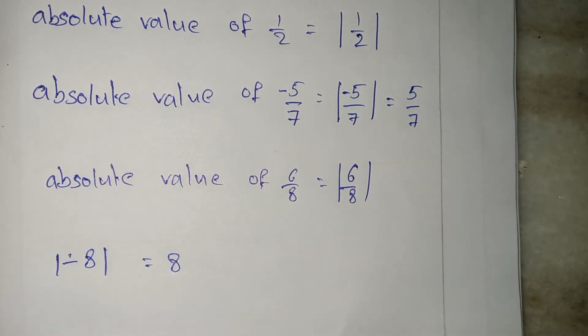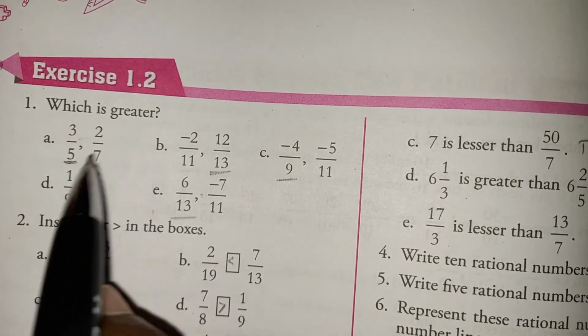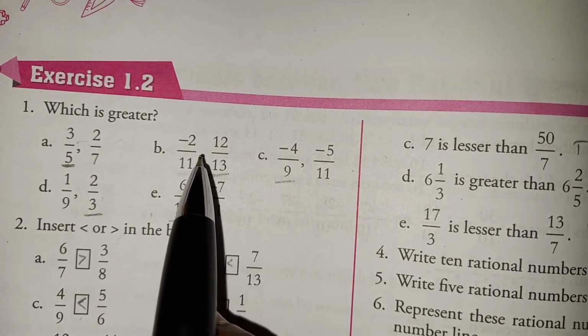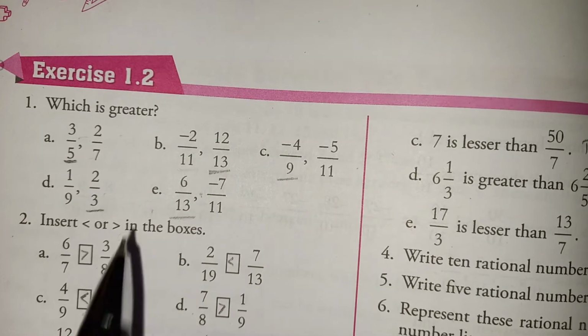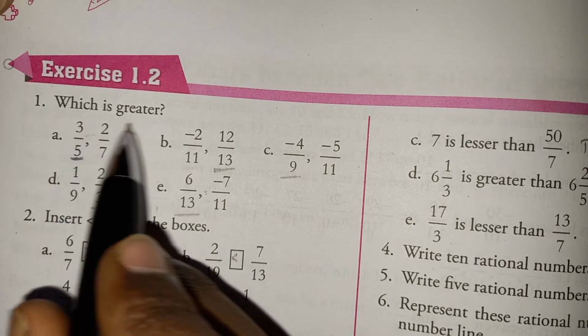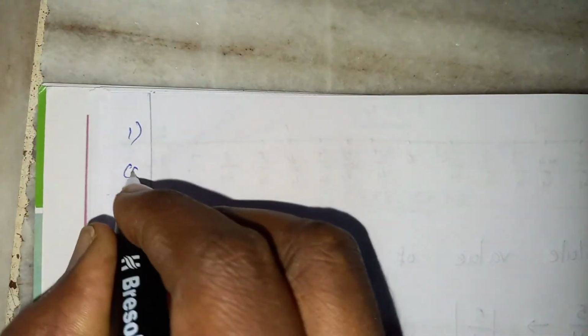Now, let us move to exercise 1.2. In exercise 1.2, what they asked: which is greater, 3 by 5 or 2 by 7. Here there are 5 problems. I will explain just 2 problems. You have to do the remaining, okay? So they asked which is greater, 3 by 5 and 2 by 7. Please copy the full question. First one, A. 3 by 7 comma 2 by 7.